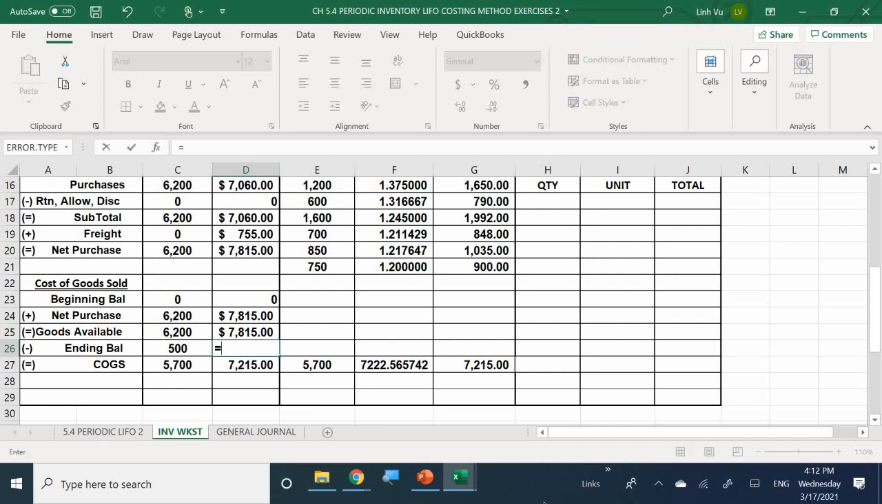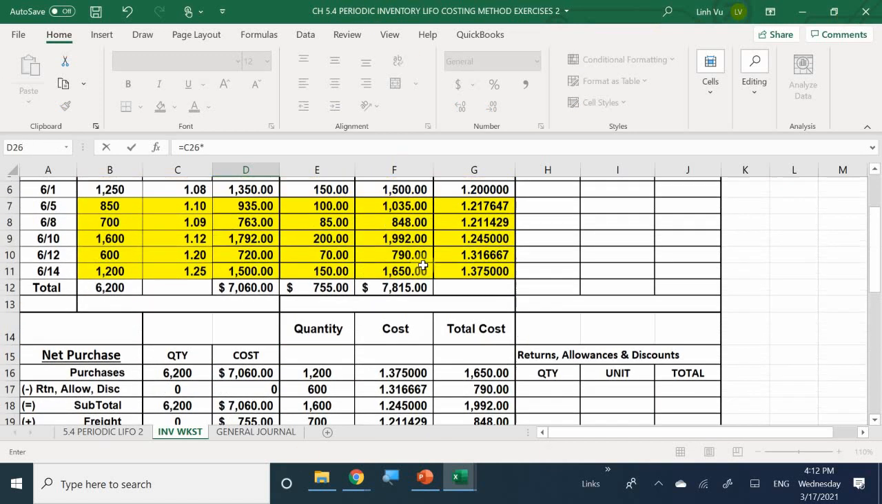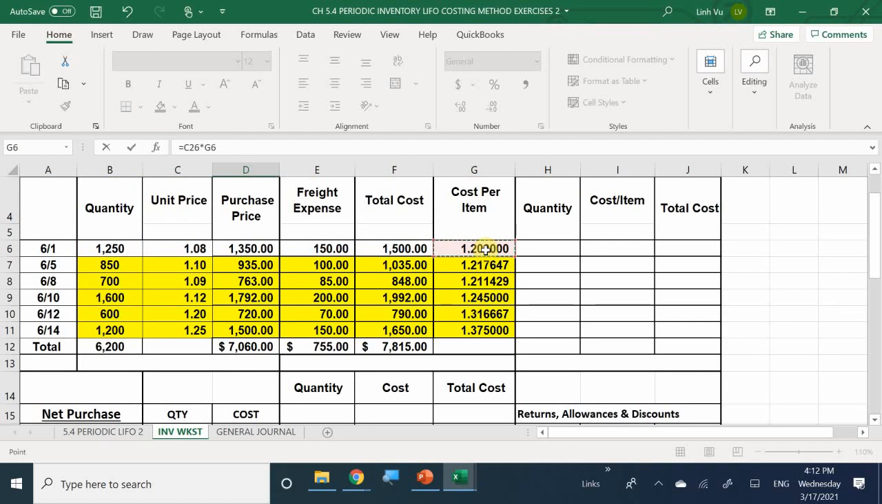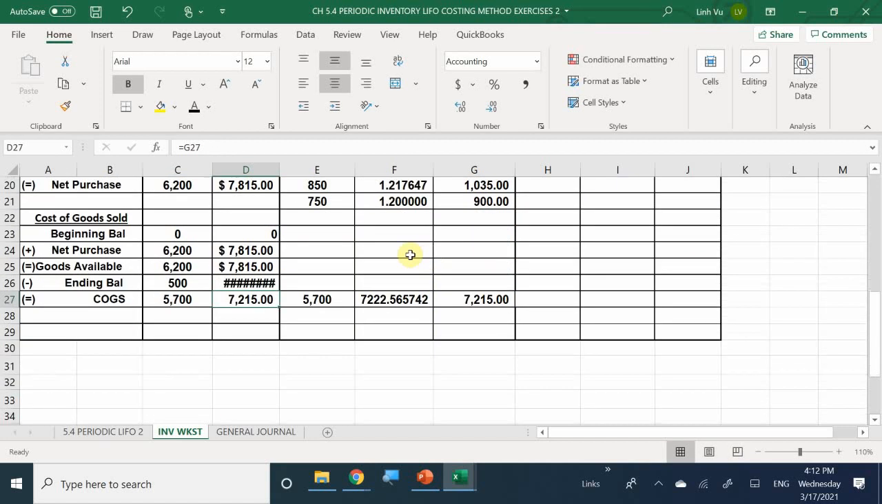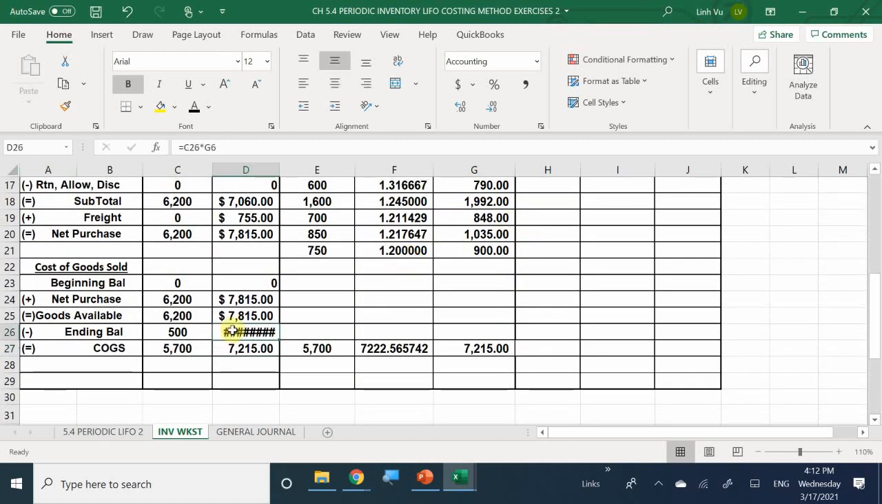I took the 500 times the, what was up here, times the 120, which is the cost per item, and came up with a total of 600. Good. You get a total of 600, yes. The other alternative is to take the goods available, subtract that 72.15, and you should get the same exact number. Okay.